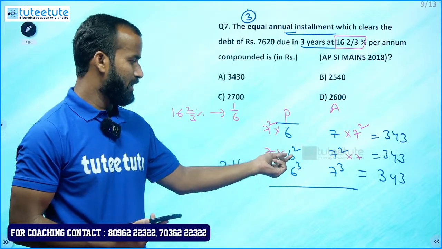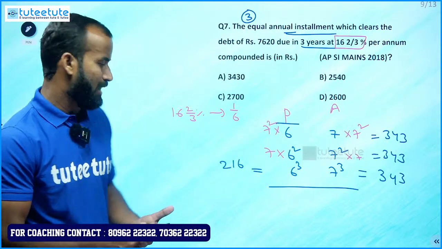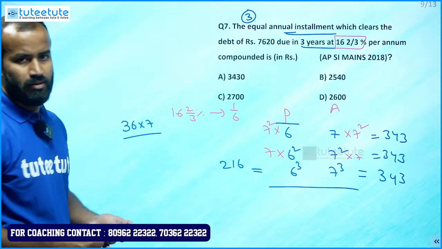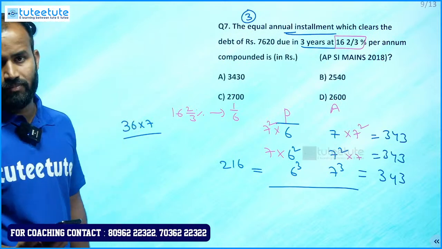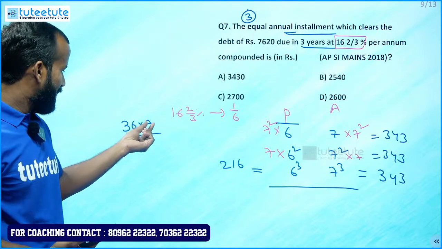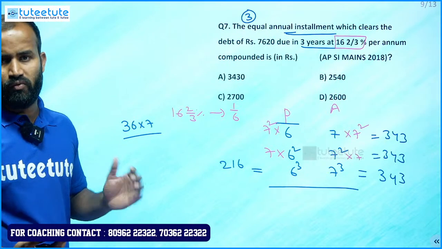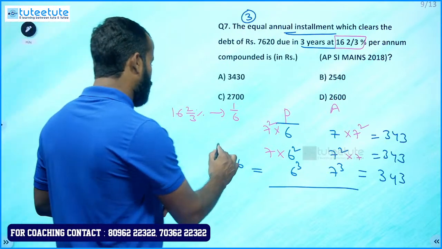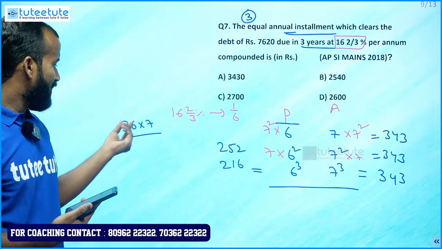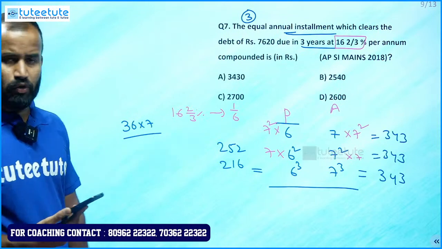36 into 7. See, 6 square means 36 into 7. 36 into 7. 37s are, okay, split and merge technique. 7 30s are 210. 7 6s are 42. So 252. 7 30s are 210, 7 6s are 42. So 252 will be the answer.